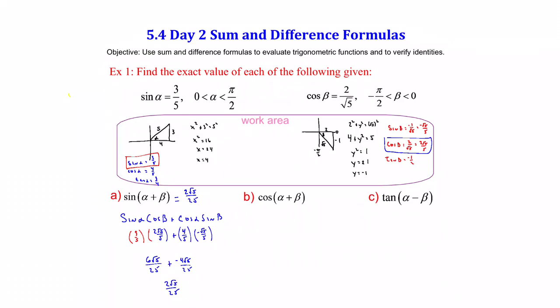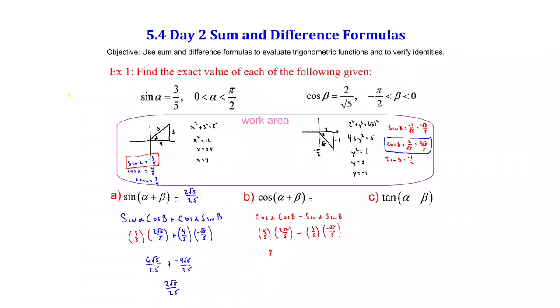Now we'll look at B, cosine of alpha plus beta. Once again, using the formula for sum of cosine, we have cosine of alpha, cosine of beta, minus sine alpha, sine beta. So cosine of alpha, look at the first triangle, has a ratio of 4/5. Cosine of beta has a ratio of 2 square roots of 5 over 5, minus sine of alpha is the ratio of 3/5, and sine of beta, second triangle, is negative square root of 5 over 5.